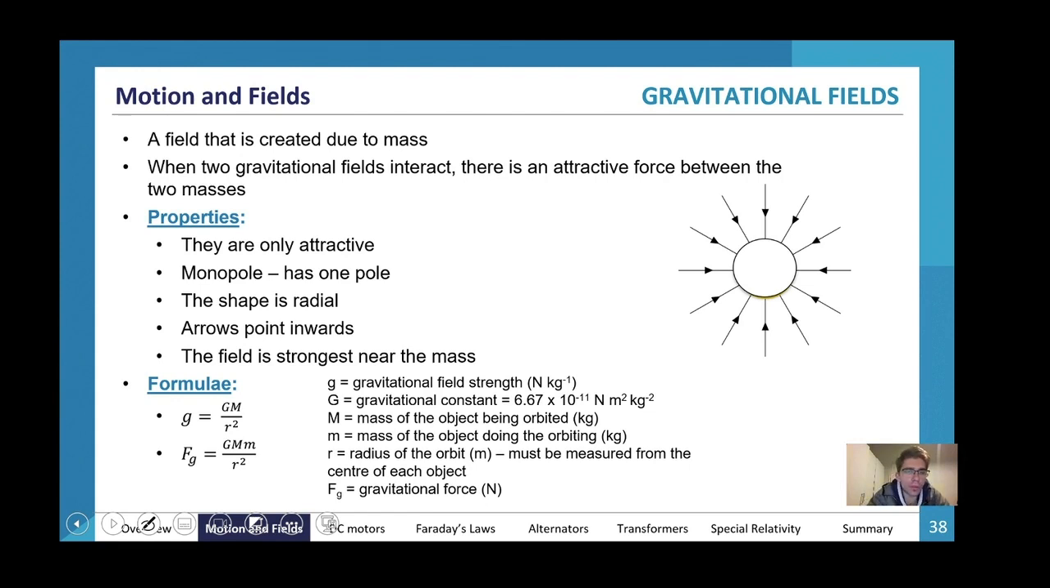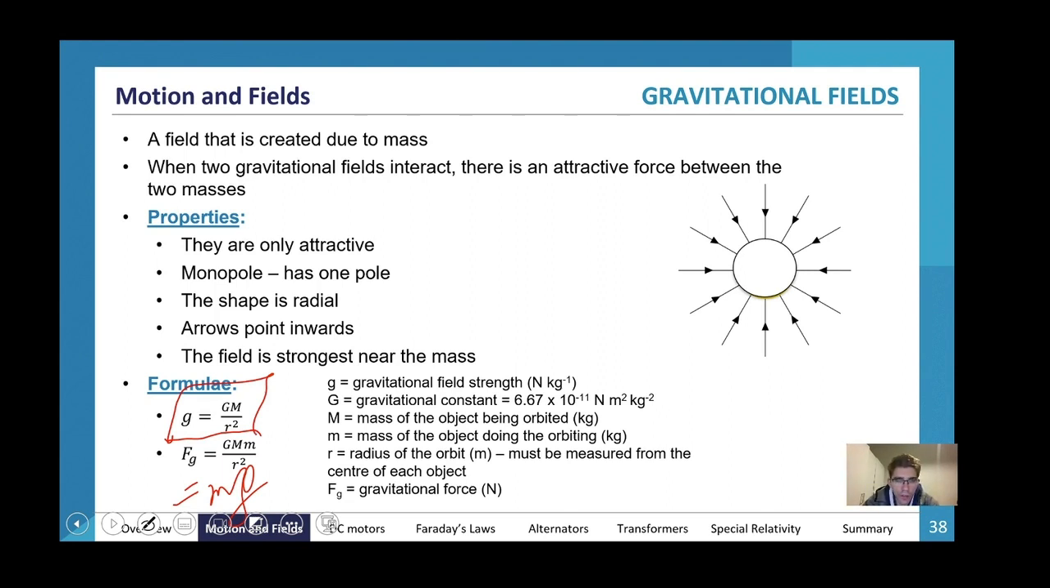The formula that we use is the inverse square law formula, where the gravitational field strength is equal to GM on r squared, and the force is obviously the gravitational field strength multiplied by mass, right? The weight force is usually mg. So the only thing that has changed here is how we define g.